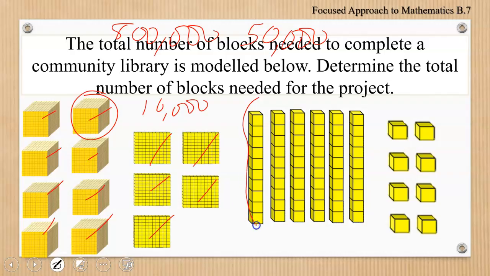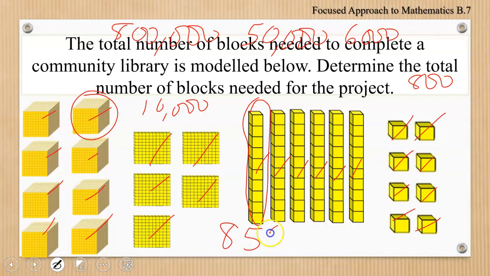Then this one gives us 1,000, and we have 1, 2, 3, 4, 5, 6, so we get 6,000. And then finally we have 100. So 100, 100, making 200, 3, 4, 5, 6, 7, 8. That will give us 800. Now when we put it all together, that is 800,000, 50,000, 6,000, and 800.